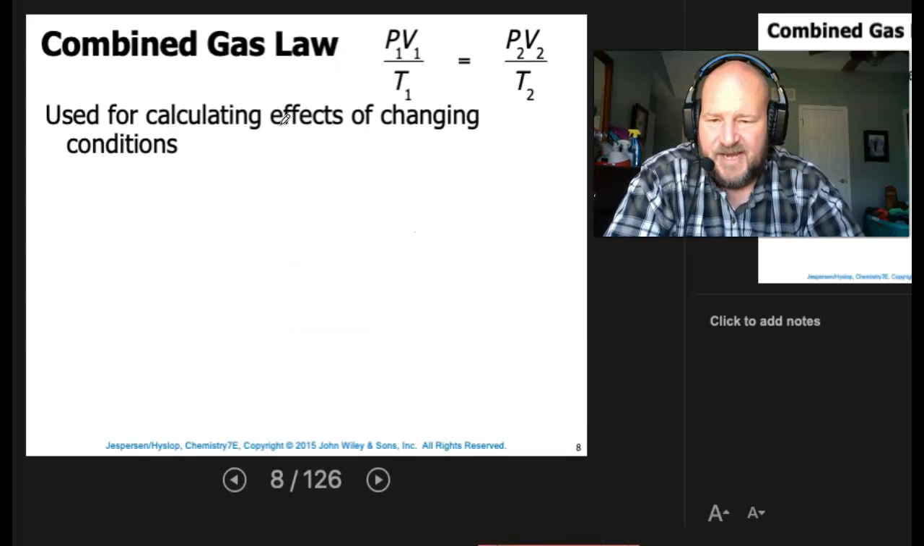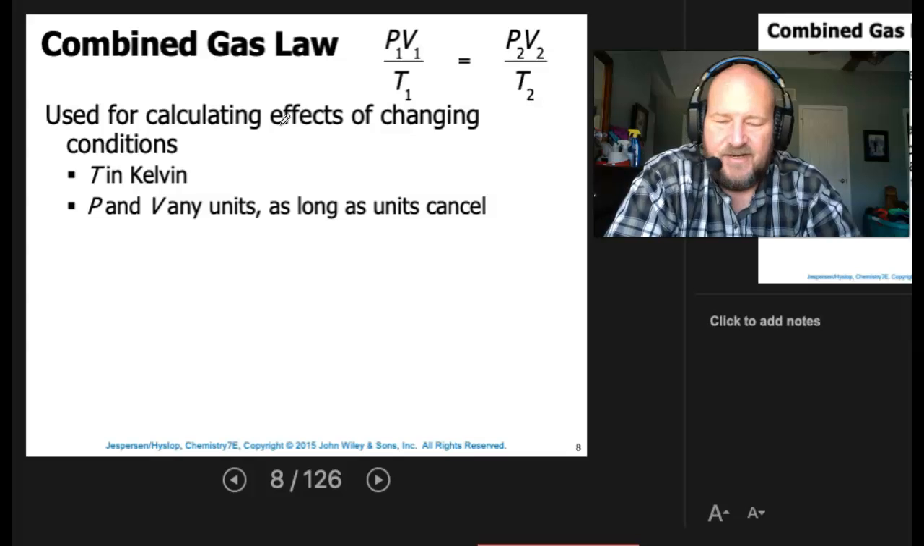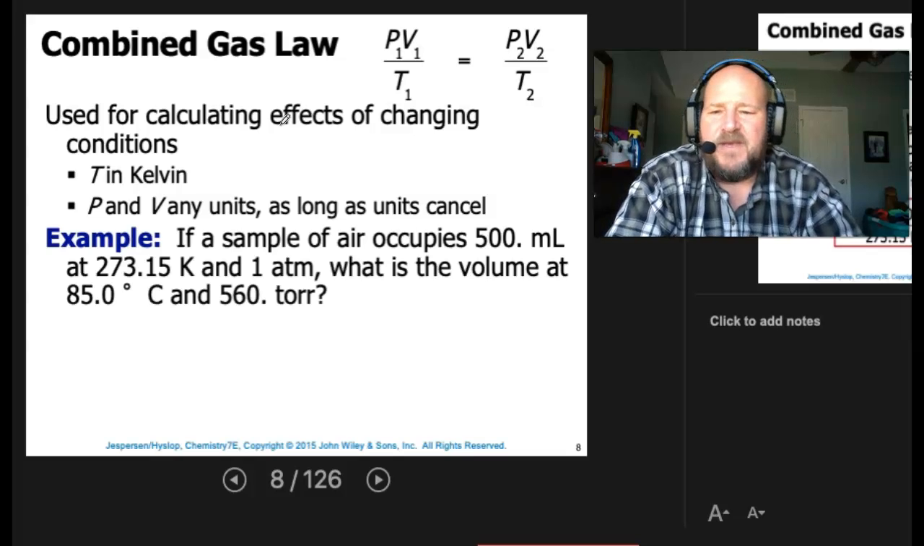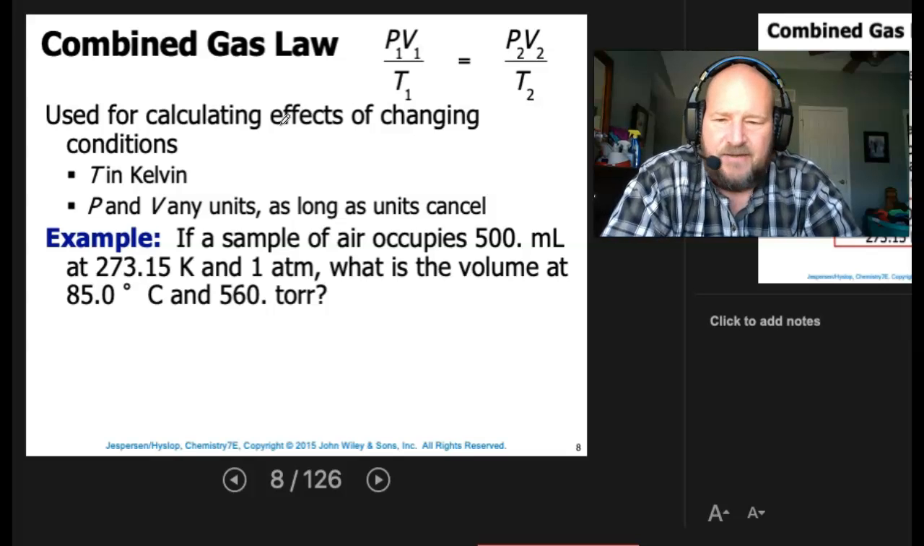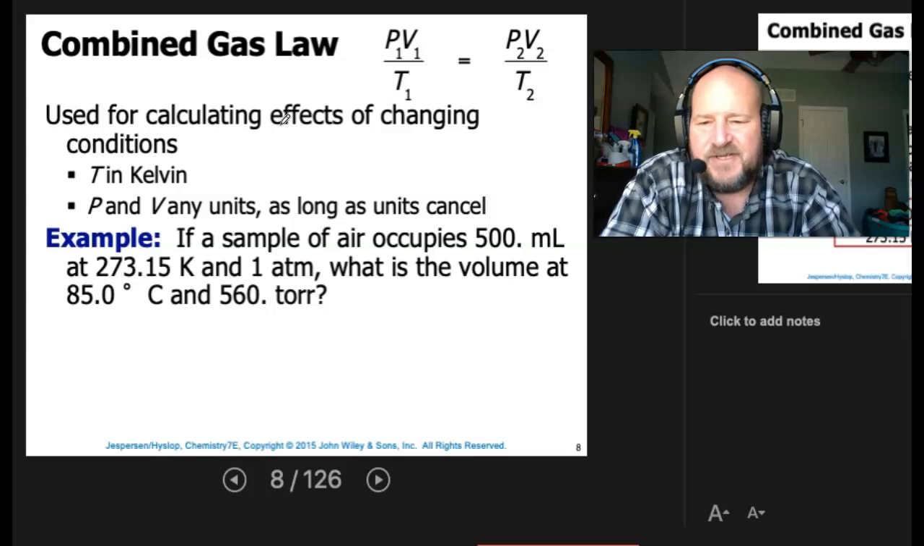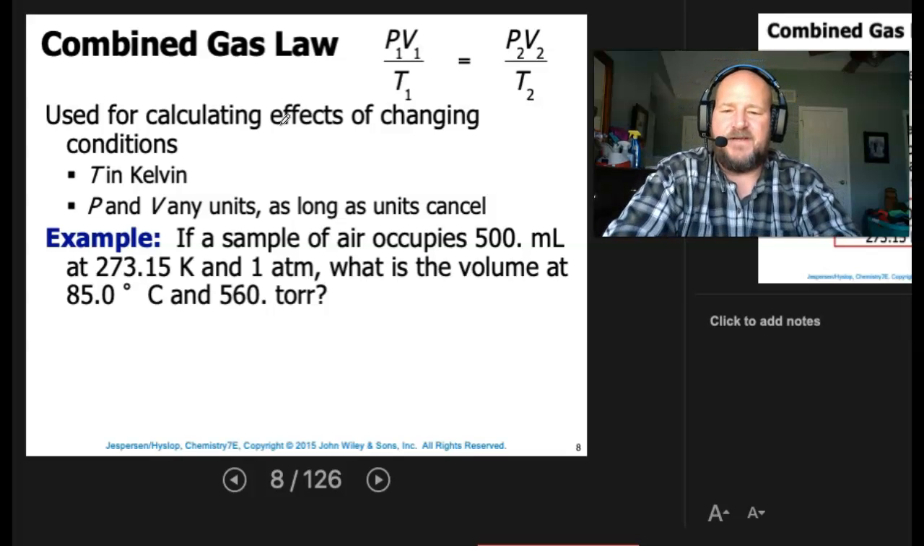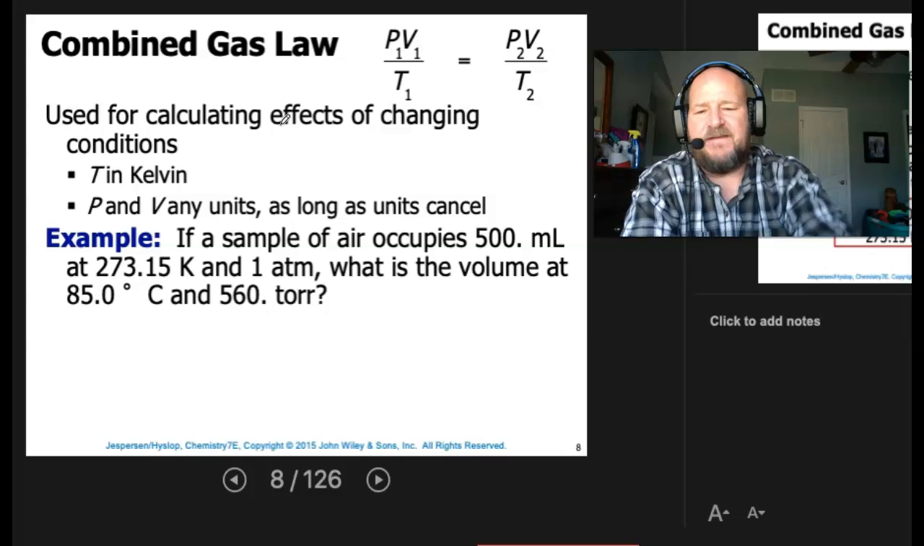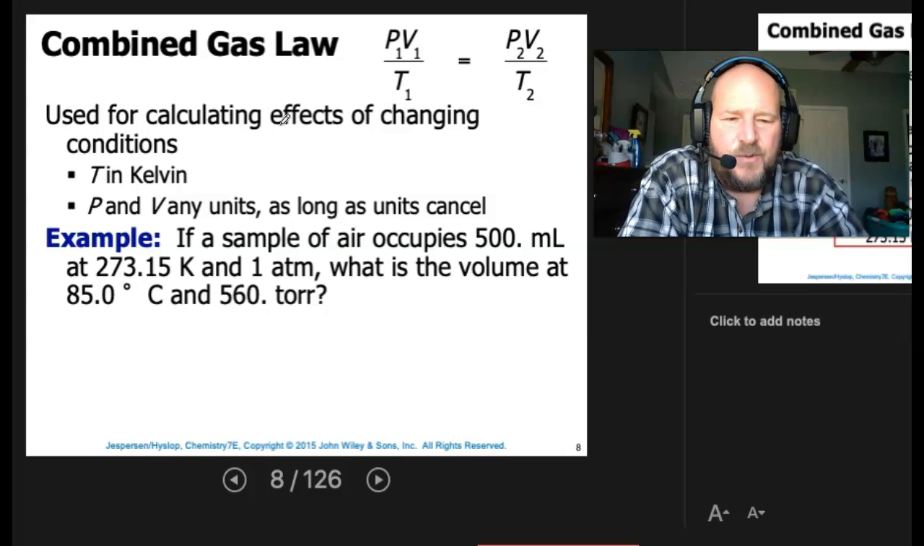All right, so we can use this to calculate the effects of changing conditions. Can't emphasize enough, your temperature has to be in Kelvin. Then the P and the V in any units as long as they cancel out. So here, if a sample of air occupies 500 milliliters at 273.15 Kelvin and 1 atmosphere, what is the volume at 85 degrees C and 560 torr?